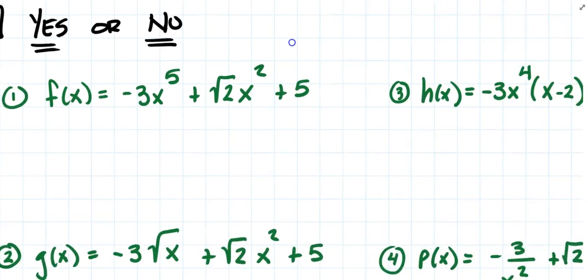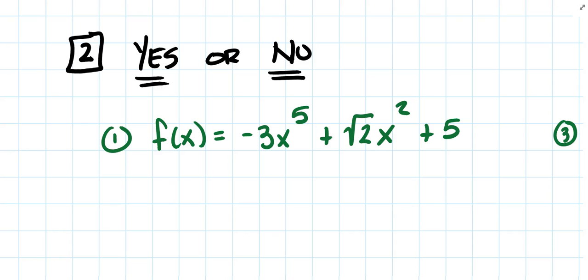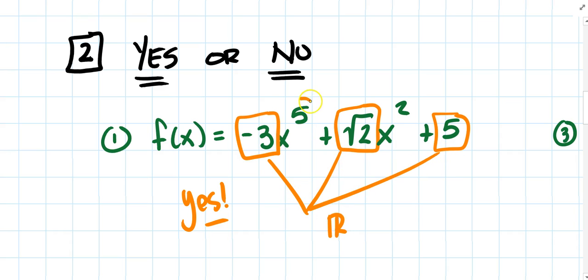So let's zoom in real quick and talk about number 1. It says f of x is negative 3x to the 5th plus the square root of 2x squared plus 5. Do you think this is a polynomial function, yes or no? The answer is yes. The reason is that each of our coefficients is a real number, and each exponent is an integer. The constant can be represented as 5x to the 0. As long as these two criteria are met, then we have a polynomial function.